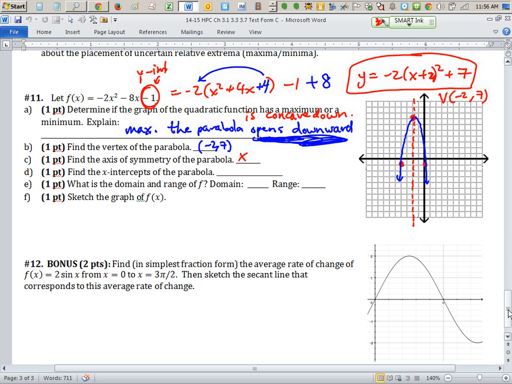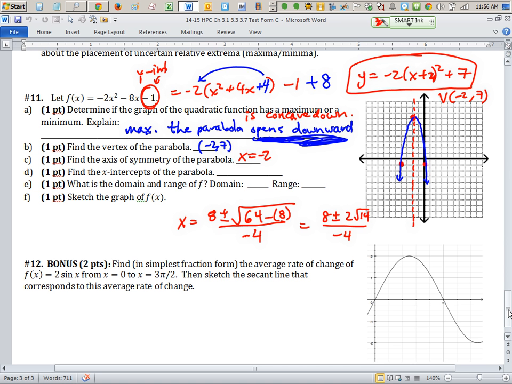Find the axis of symmetry, that's just x equals negative 2. Find the x-intercepts. For that, you're going to need x equals negative b plus or minus square root of b squared minus 4ac, all over 2a. So just be careful. This is 8 plus or minus root 56, which is 4 times 14. So you could pop a 2 out.